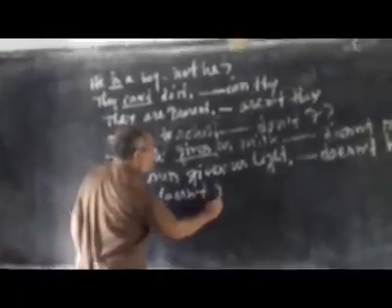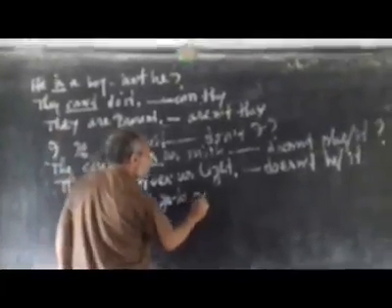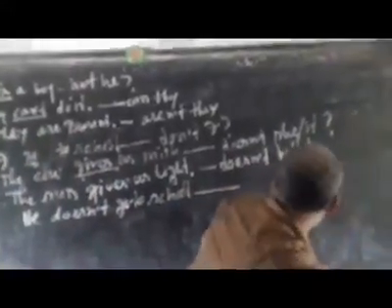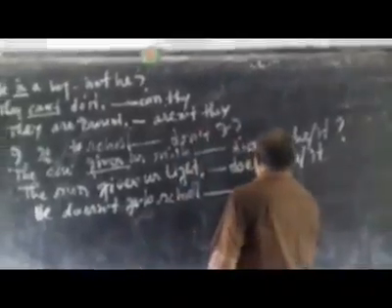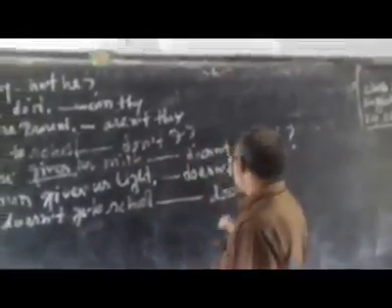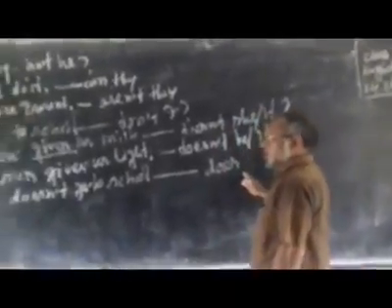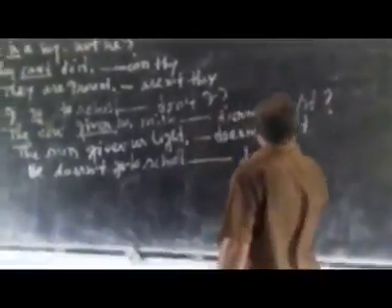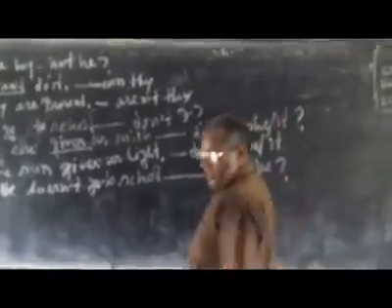He doesn't go to school. For this sentence, this statement is negative. So that question must be affirmative. Here the auxiliary verb is does, and this statement is negative, so that question must be affirmative. So not will not be used. Does he? This is the correct answer.